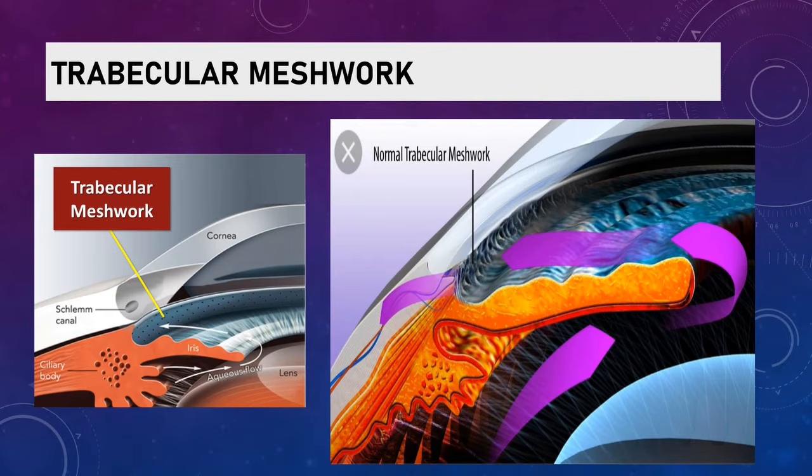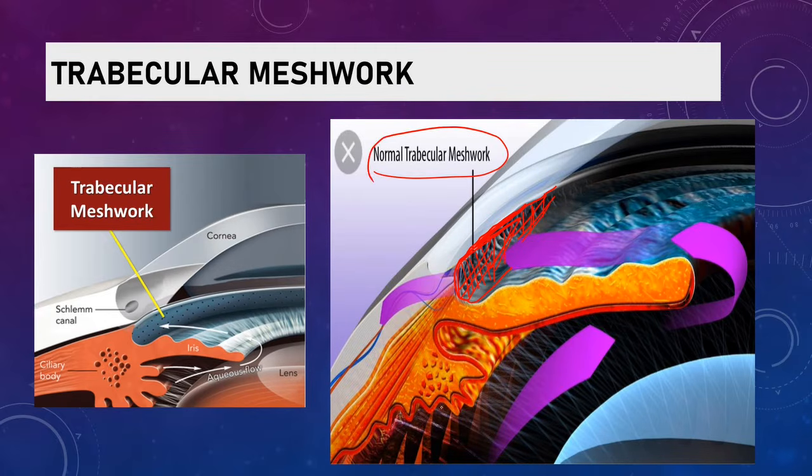So we talked about the scleral sulcus. I explained to you what is meant by the scleral sulcus. It is an indentation which is present on the inner side of the limbus. That indentation is actually covered by this sieve-like structure, and that sieve-like structure is called the trabecular meshwork.